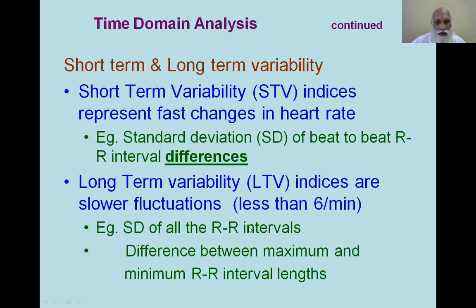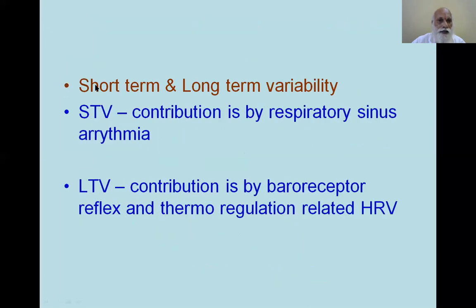So the standard deviation of all the RR intervals belongs to this category. Difference between maximum and minimum RR interval lengths. This is also very short. Here, this is in between the successive RR intervals. Here, a maximum and minimum. The difference between the maximum and minimum RR intervals is taken. So these two are different. Short-term variability, its contribution is by respiratory sensitivity. Then long-term variability contribution is by baroreceptor reflex mechanism and also thermoregulation related heart rate variability.